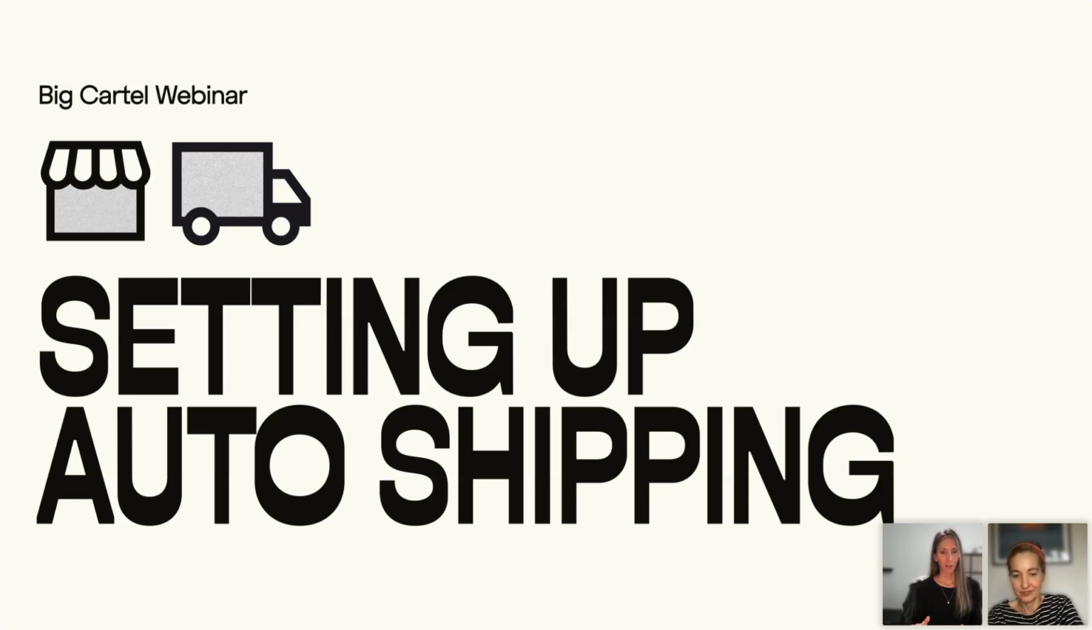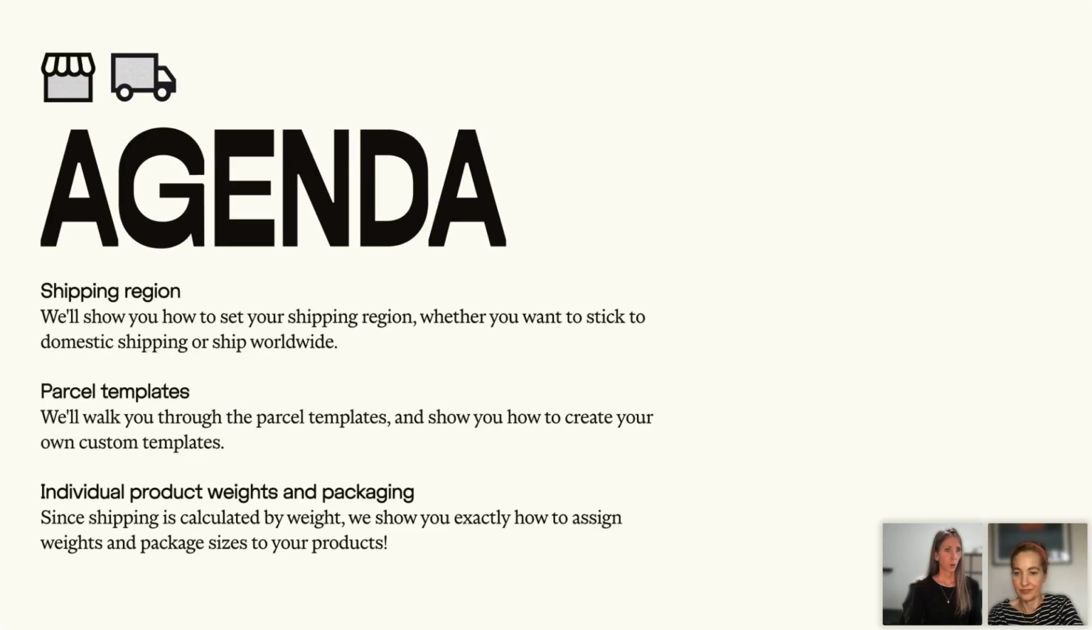So today I'm going to cover the automatic shipping setup that's available for sellers on paid plans who are located in the US. So we're going to cover shipping regions. I'll show you how to set up your shipping region, whether you want to stick to domestic or ship worldwide. We'll look at parcel templates, the defaults, as well as how to create your own. And then we are going to look at how to add the individual product weights and packaging for each of your products, since that is necessary for accurate calculation.